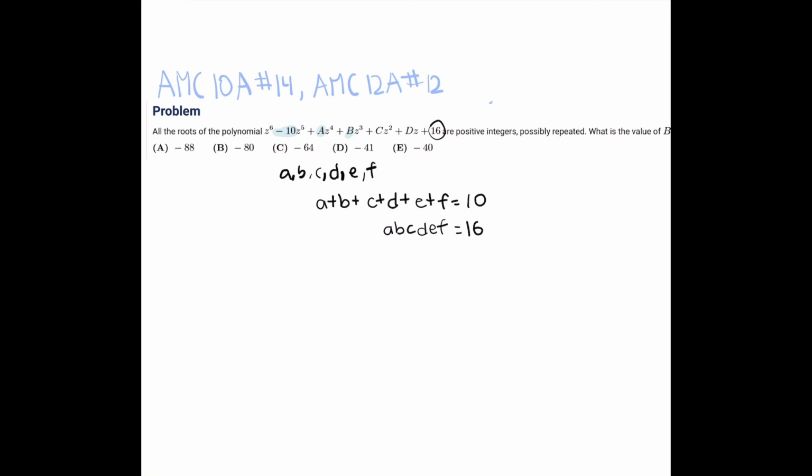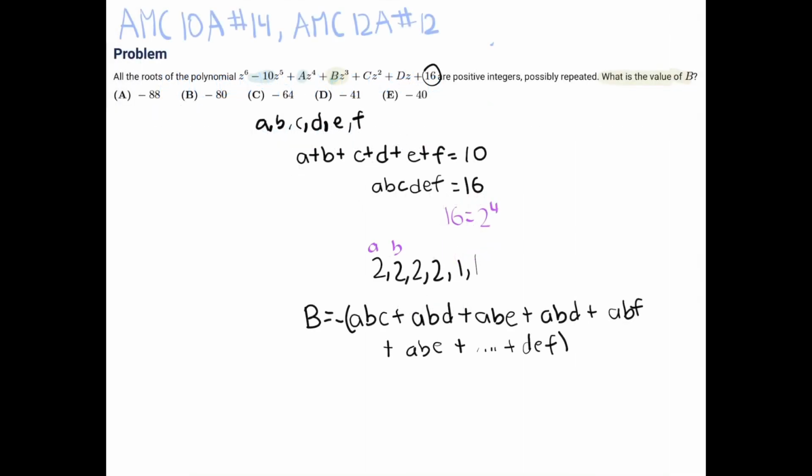At this point, we can just do some guessing and checking. As you can see in the problem, the positive integer roots can be repeated, so we can keep that in mind. We know that 16 equals 2 to the power of 4. So let's assume that maybe there are 4 2's, and then because there are 6 roots, 2 1's. Those add up to 10, and their product is 16. So let's just call those roots a, b, c, d, e, and f.